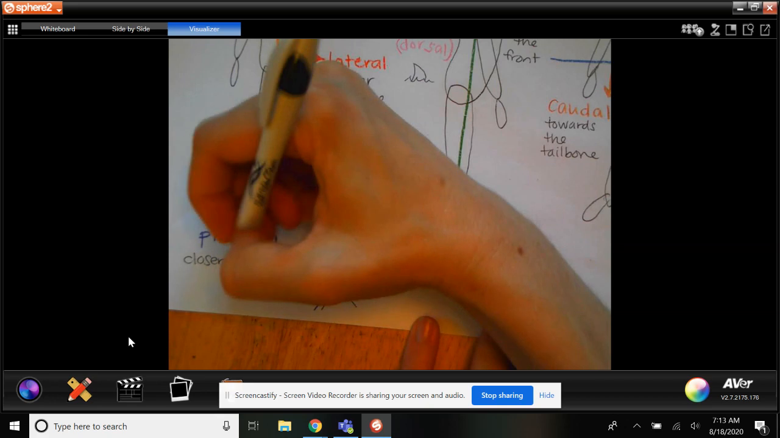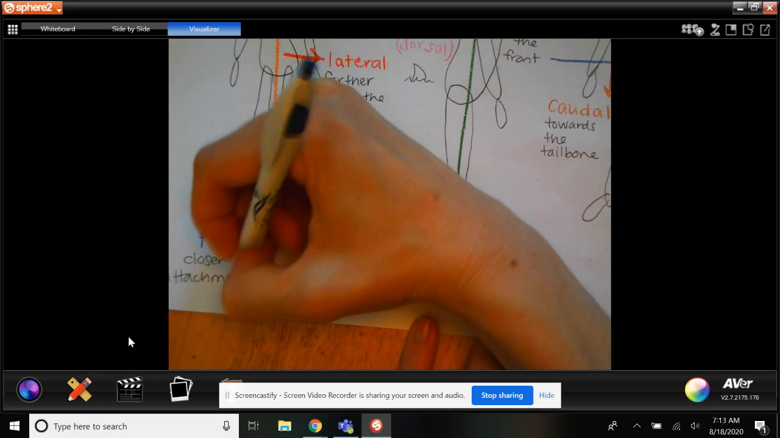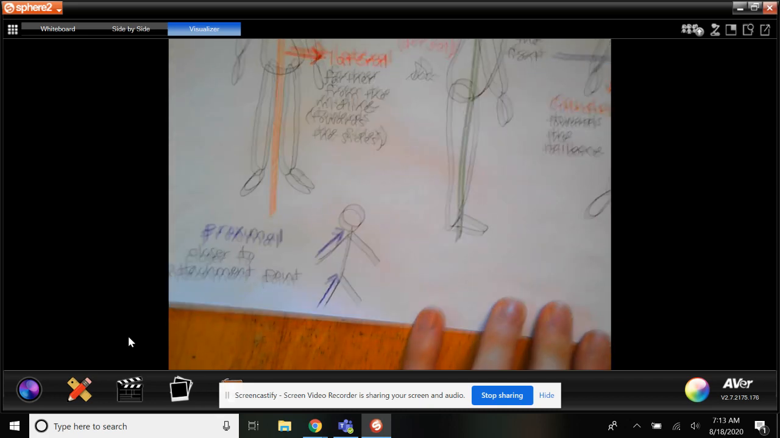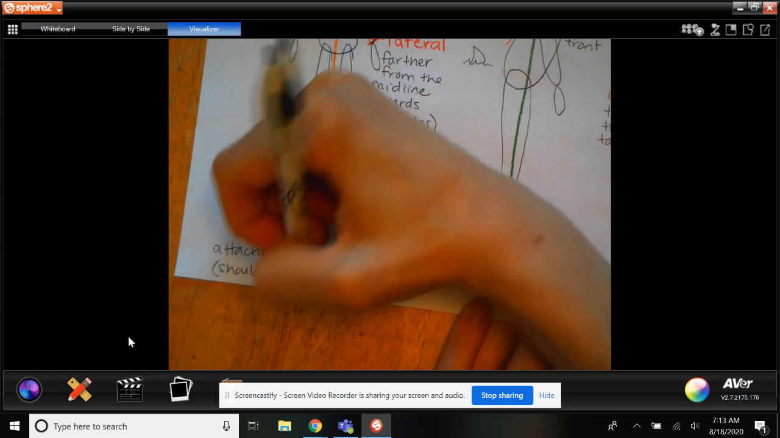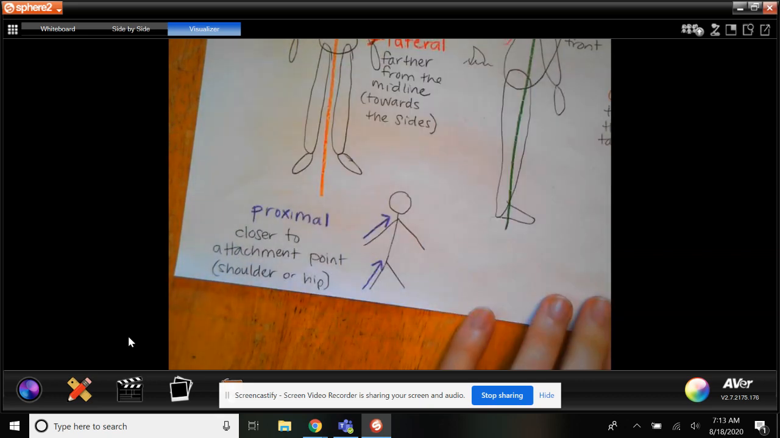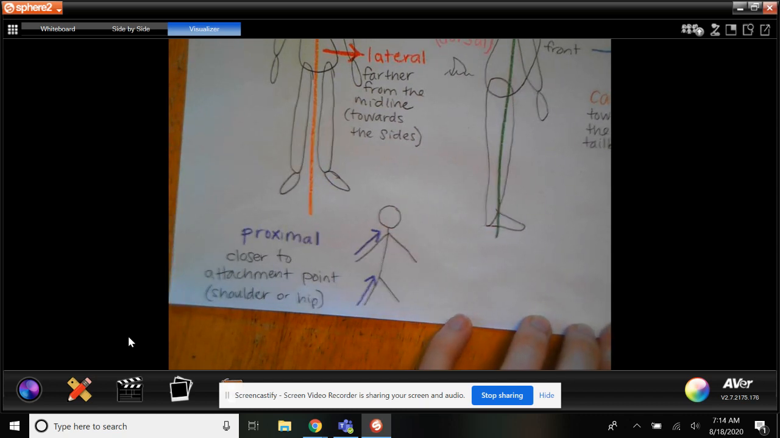It's closer to where it attaches to the rest of the body. So I'm writing closer to attachment point, shoulder or hip. So for example, your elbow is more proximal than your wrist because your elbow is getting closer in towards your shoulder. And your knee is more proximal than your ankle. Again, more close to the hip.